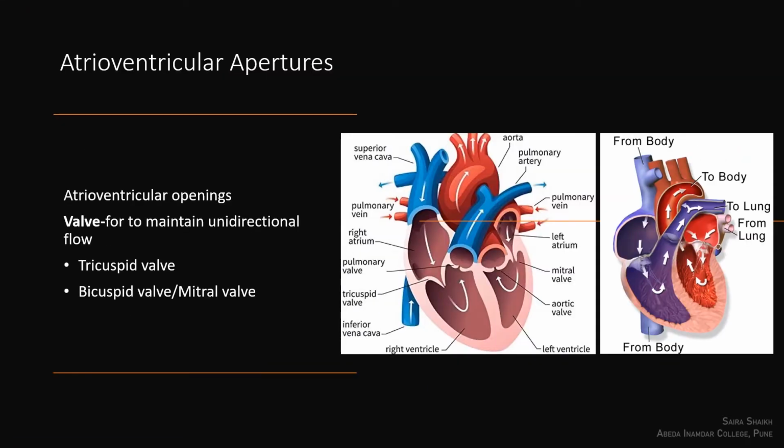Between the auricle and the ventricle, the opening present is called the auriculoventricular aperture. At this aperture, valves are present. This valve maintains the unidirectional flow. That means once the blood enters from the auricle to the ventricle, it does not go back from the ventricle to the auricle again.